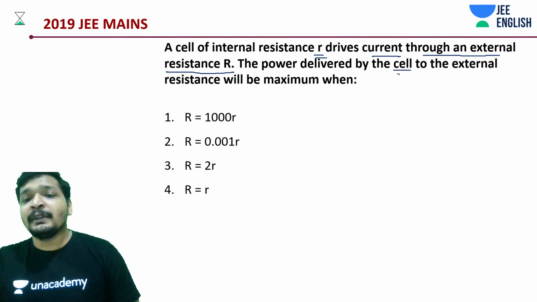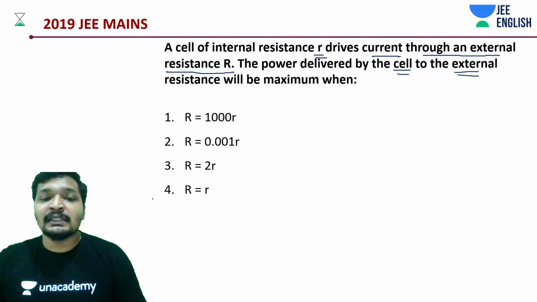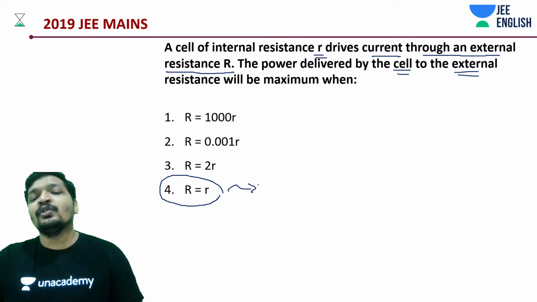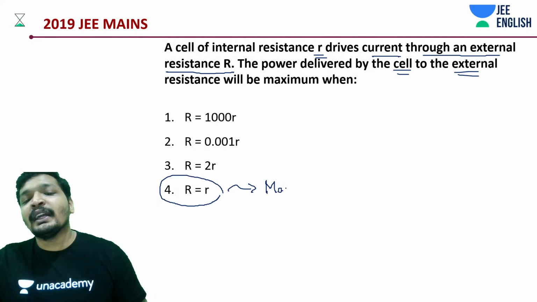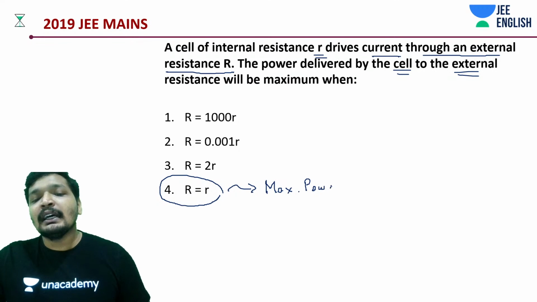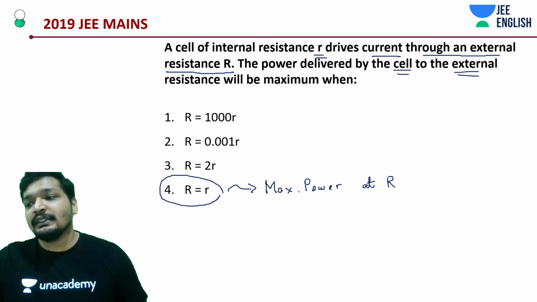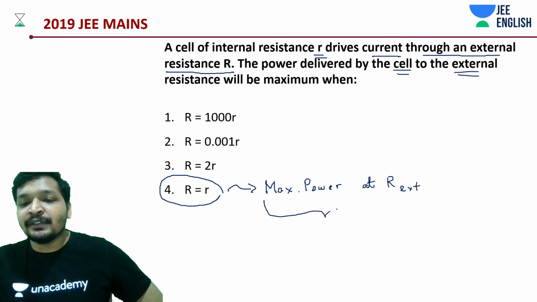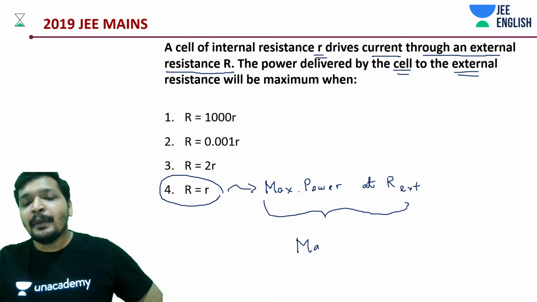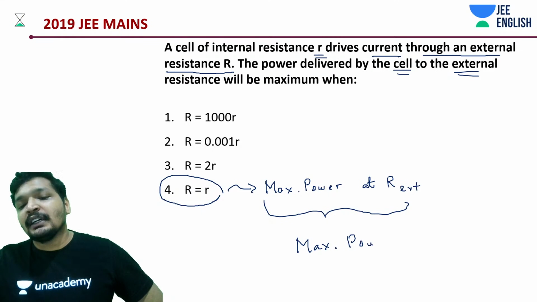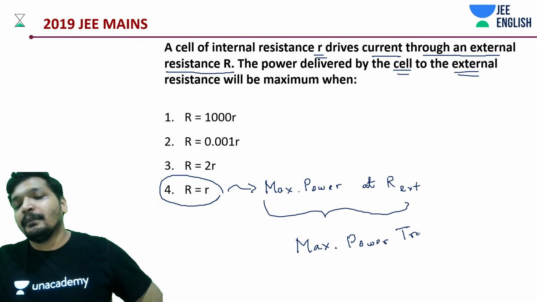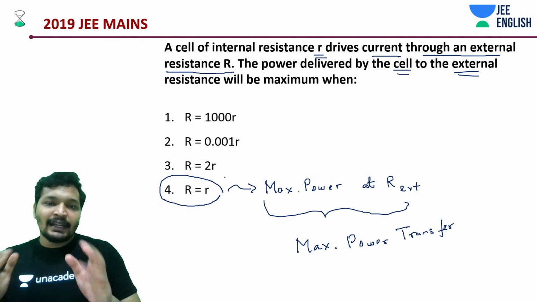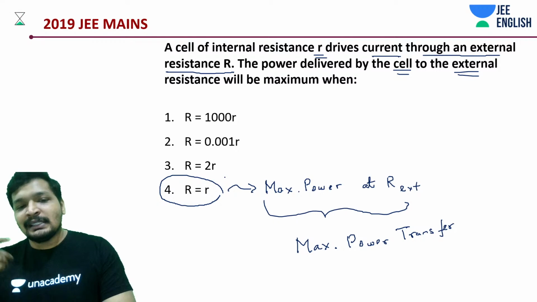The maximum power delivered by the cell to the external resistance will be maximum when r is equal to R. When internal resistance is equal to external resistance, you are going to get maximum power at your external resistance. This is also known as MPT, maximum power transfer theorem. Not just in this, impedance matching would be done. We can derive this tomorrow, not a problem, but this is a simple one-line answer.